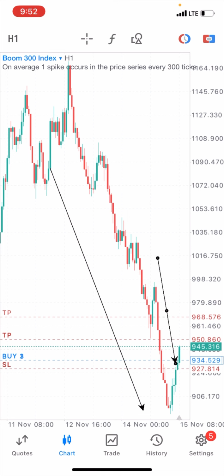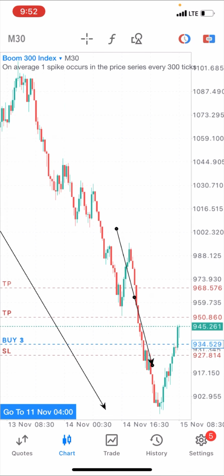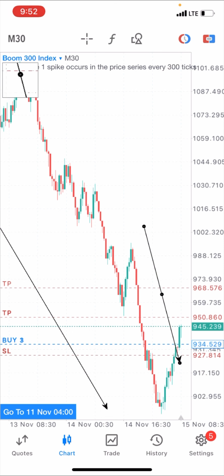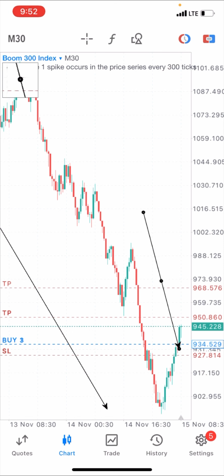I needed to wait to see that price would break this little rejection around here. This rejection around here is very significant. You don't ignore anything when you're looking at the candlesticks. So I needed to be sure that price has started rejecting. Price had broken the rejections around here, and that's why I made this entry here.